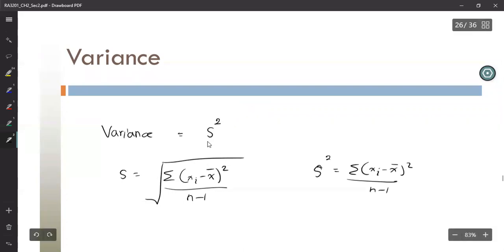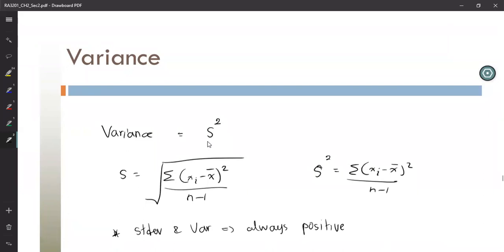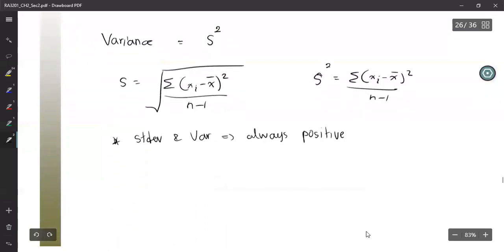The variance and standard deviation are always positive. Remember that standard deviation and variance are always positive. You cannot get a negative value for the variance. When you take the square root, you could get plus or minus, but with the standard deviation, you always take the positive one. Variance is a square, so obviously it is going to be positive. So when you do a calculation, if you end up with a negative value for variance, that means your calculation is wrong. Variance is never negative. Same for the standard deviation.